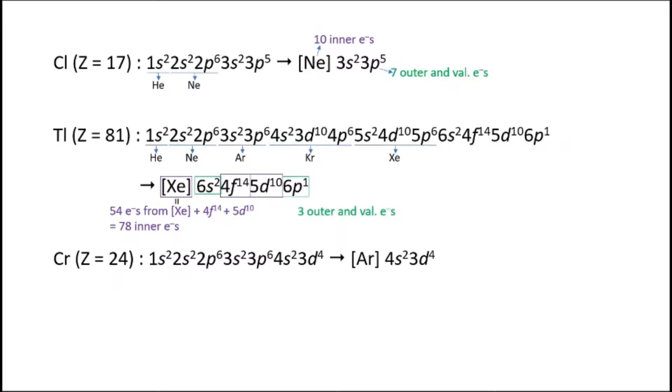What chromium does, and chromium and molybdenum both do the same thing, the only difference being that in molybdenum this would be 5s2 4d4, is that in both of these cases one of the electrons from your s orbital actually jumps ship and goes over to the d orbital. As soon as this happens, you are now looking at 4s1 3d5.